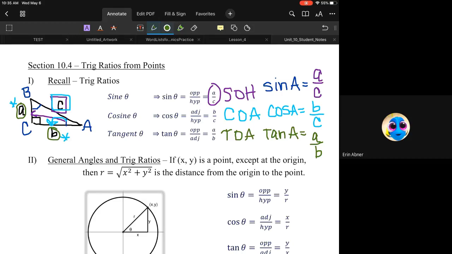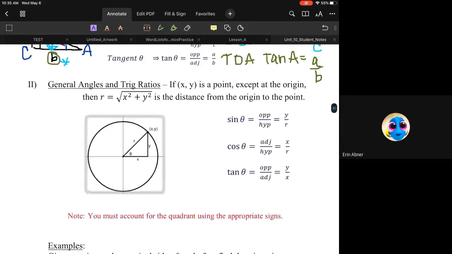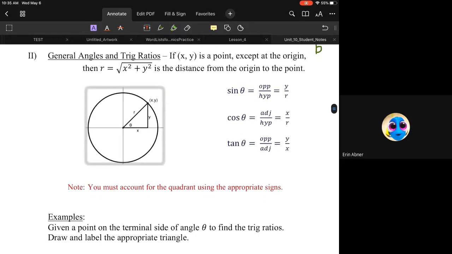Okay, so now let's look at the next part. Now we're going to look at how these general angles and trig ratios play out. So we're looking at our general trig ratios. So x, y is a big thing in this case because it's your point. That's the point here on your circle. And so then we're looking at x's and y's. If it goes out, how far it goes out is x, and how far it goes up is y. This is your x, and that's your y.